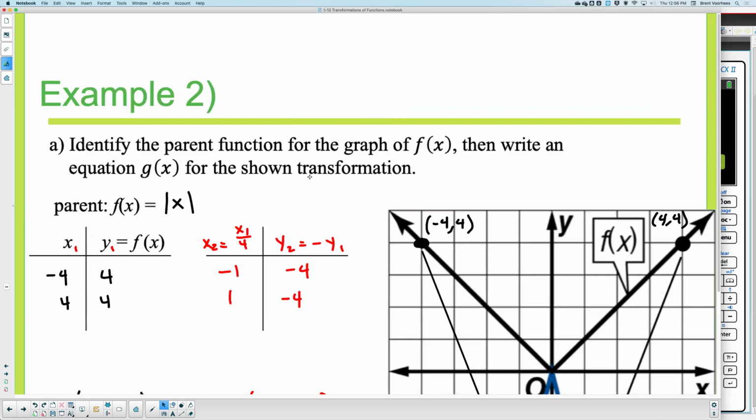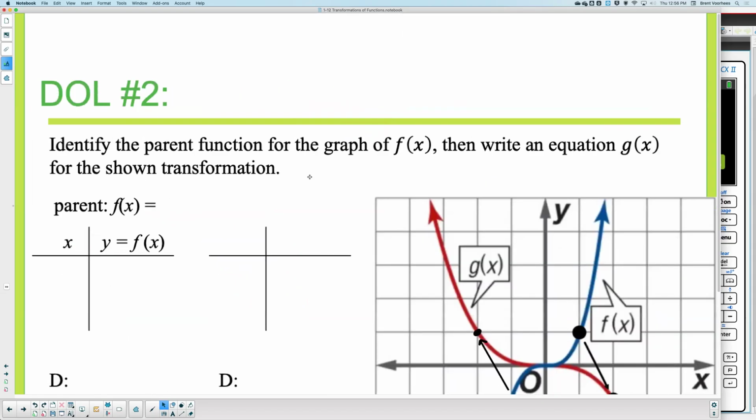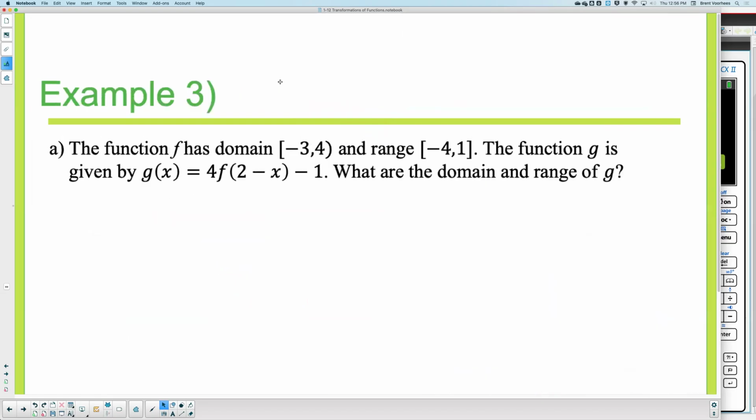Inside lies. Inside is your x's, and they lie. Outside is your truth, and that's your y's. X's lie, y's tell the truth. All right, let's finish this up.